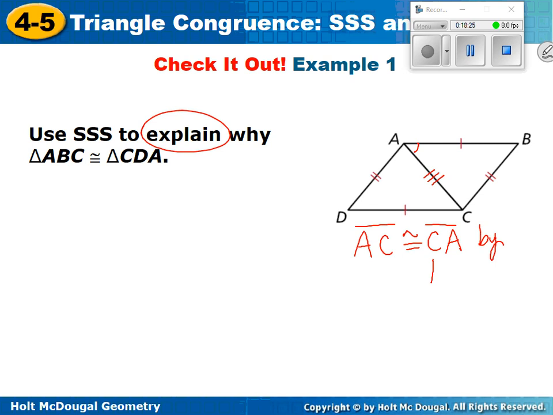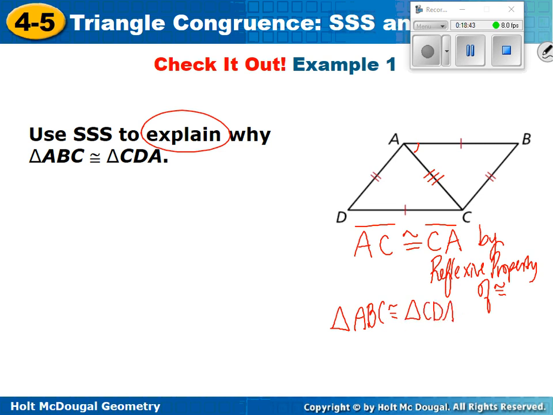No, not yet. What is my reason for this? Reflexive property of congruence. And then we can say triangle ABC is congruent to triangle CDA by, yes, side, side, side. Okay? Any questions there? E?